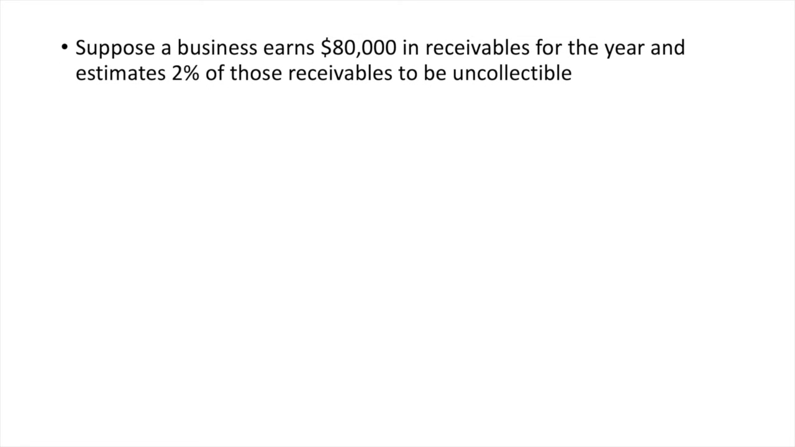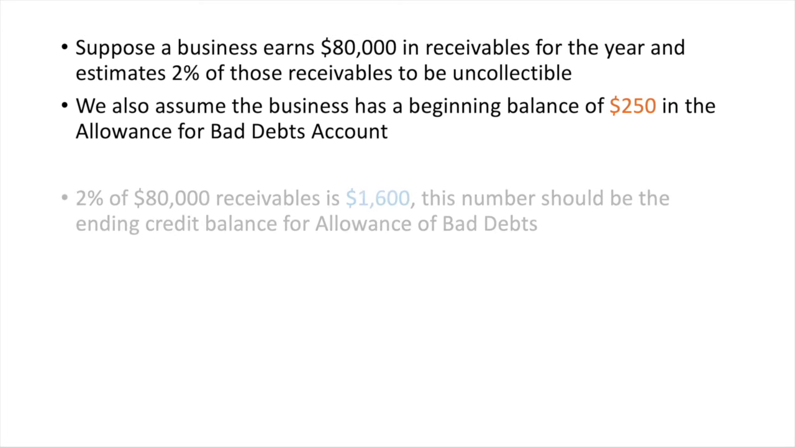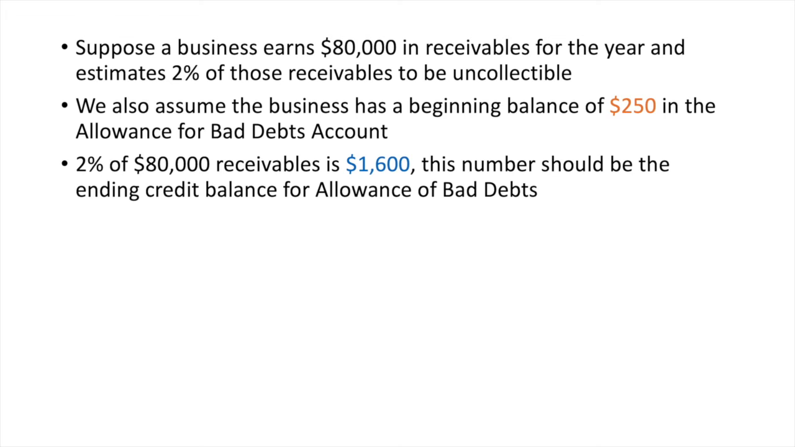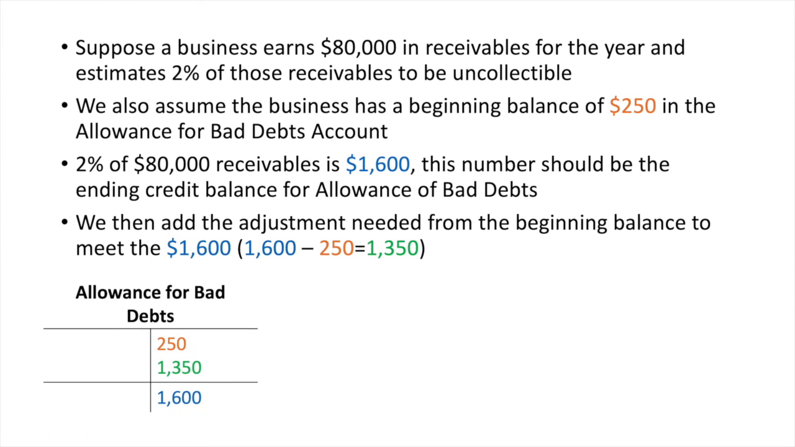Suppose a business earns $80,000 in receivables for the year and estimates 2% of those receivables to be uncollectible. We also assume the business has a beginning balance of $250 in the allowance for bad debts account. 2% of $80,000 in receivables is $1,600. This number should be the ending credit balance for the allowance for bad debts account. We then add the adjustment needed from the beginning balance to meet the $1,600, which we can find by subtracting the existing balance from the allowance found. The T accounts look like this.